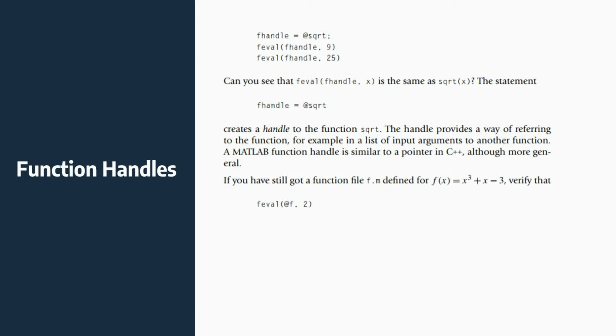Then feval is the tool to use with the fhandle. So you write feval, open parentheses, fhandle, comma, 9. Now what is fhandle? It's the square root of whatever comes after the comma. So feval of fhandle with 9 will give you the square root of 9, which is 3. And if you say feval fhandle 25, it's going to give you back the square root of 25, which is 5.